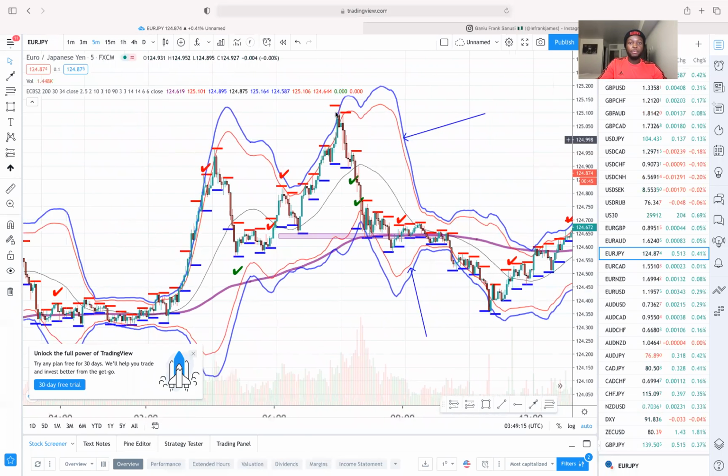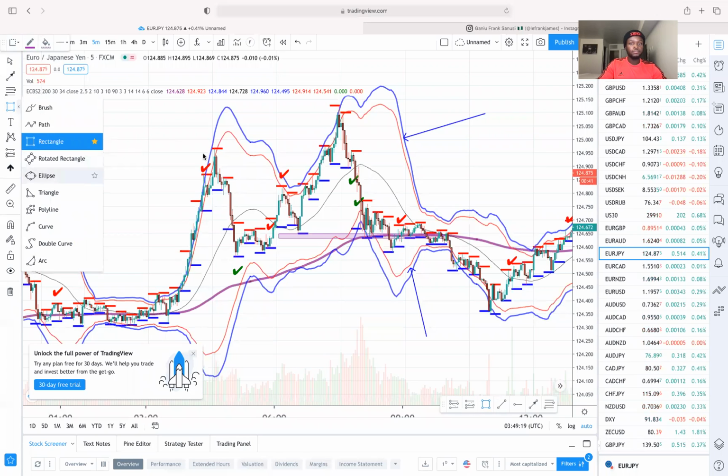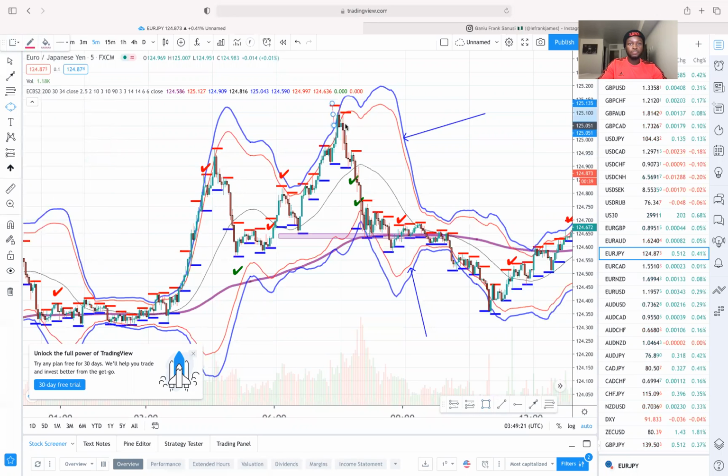So, for example, price is touching it right here. If you look at it right here, okay, if you guys see this right here, price is touching the Bollinger Bands, right? Look what happened. If you touch the top Bollinger Band, it dropped all the way down, right? That's all you're looking for.